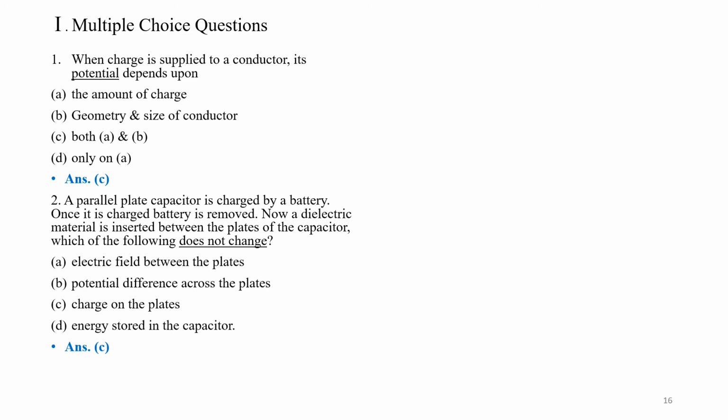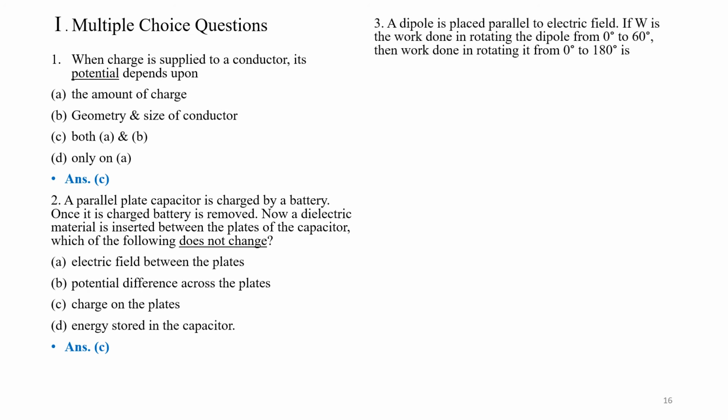A dipole is placed parallel to an electric field. If W is the work done in rotating from 0 to 60, then the work done in rotating from 0 to 180 is option A 2W, option B 3W, option C 4W, and option D W by 2. So you have to use the formula W is equal to U2 minus U1.